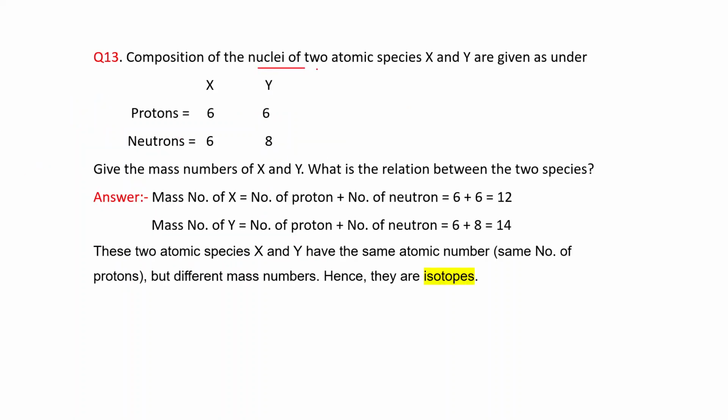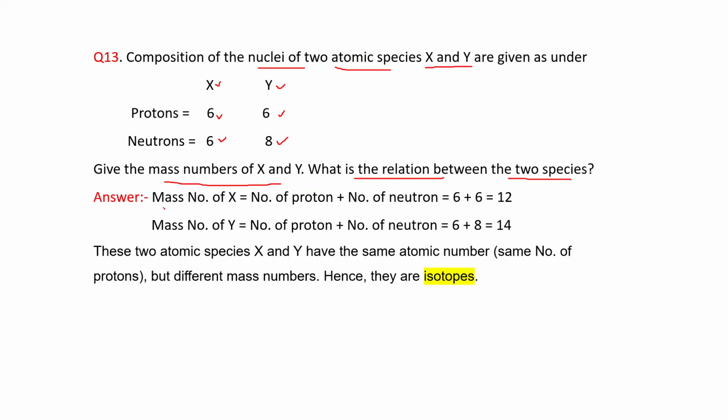The compositions of the nuclei of two atomic species X and Y are given as under. In X, protons are 6, neutrons are 6. In Y, protons are 6, neutrons are 8. Give the mass number of X and Y, and what is the relation between the two species?